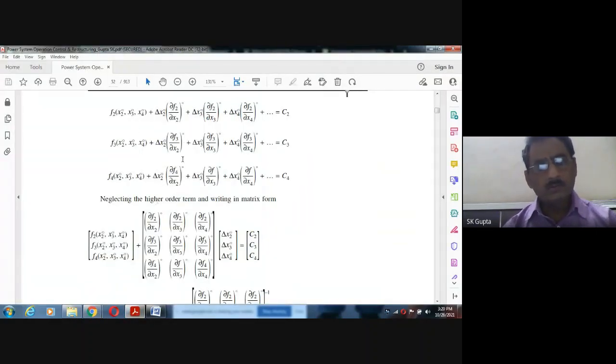Anyway, so these three equations we write in the matrix form. This is the function value f2, f3, f4 by putting the estimated values, so this is calculated. This is already known, already given, C2, C3, C4. These are the partial derivatives, calculated by putting the values of x2, x3, x4. And this is the error now. So here we calculate del x2, del x3, del x4: the error in the estimated value of x2, x3, and x4.